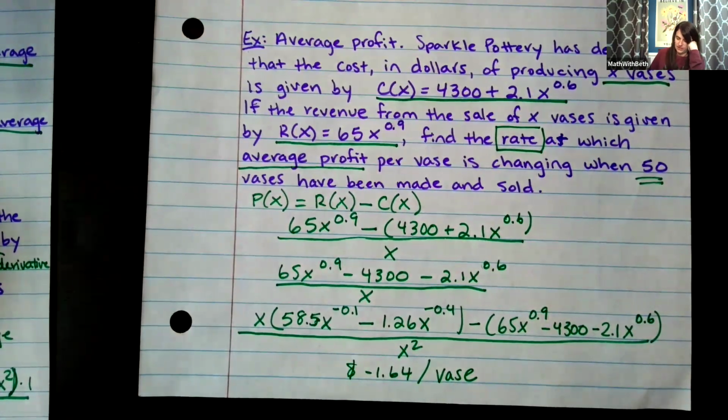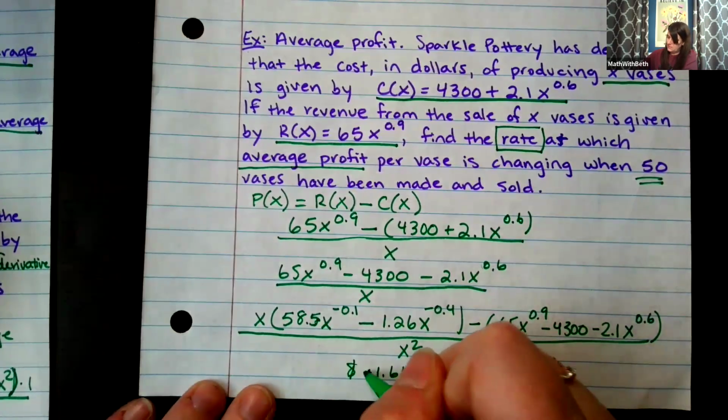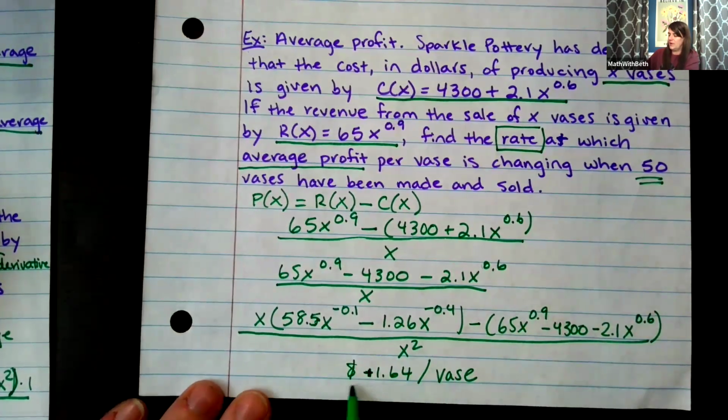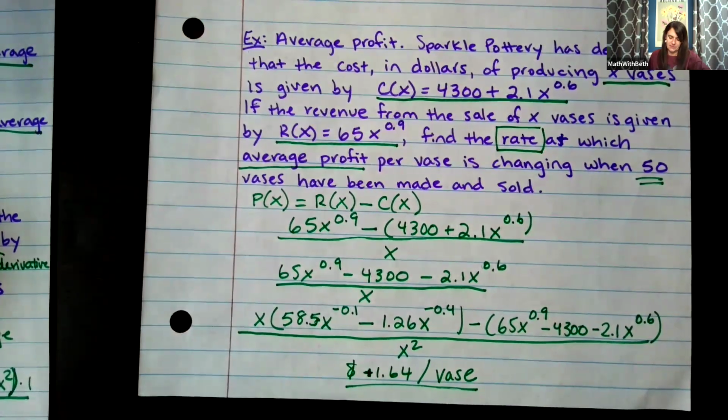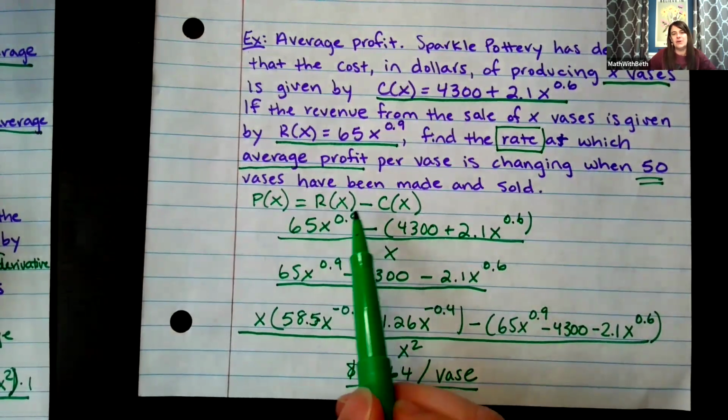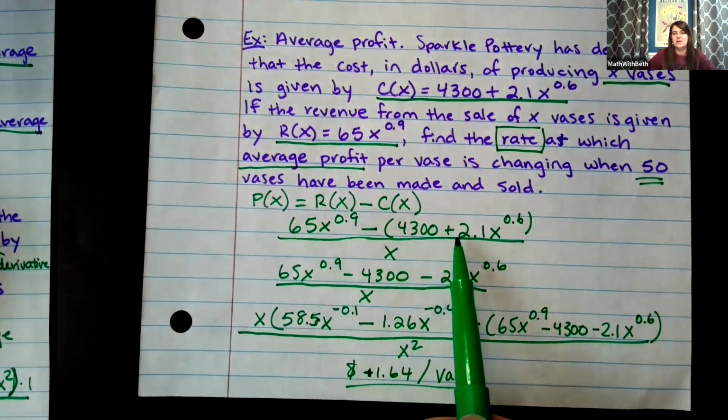Again, we're losing $1.64 per vase. Actually, I think if I did that more carefully, it would end up being positive for this example. Sorry. So just try it, but the trick is find your profit equation first by doing revenue minus cost, divide it by X if they want you to find the average profit.